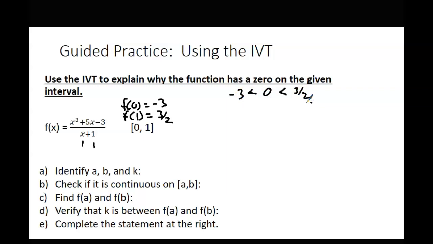So my function's going from -3 to 3/2, which is about 1.5. And somewhere along the way, we've got to cross a y value of 0. That's all that's saying. So we've done everything. We know it's continuous. We know it's going from -3 to 3/2. We want to know, does it cross 0? We know it does. So there must be some x value that gives me y equals 0, and that's our statement.